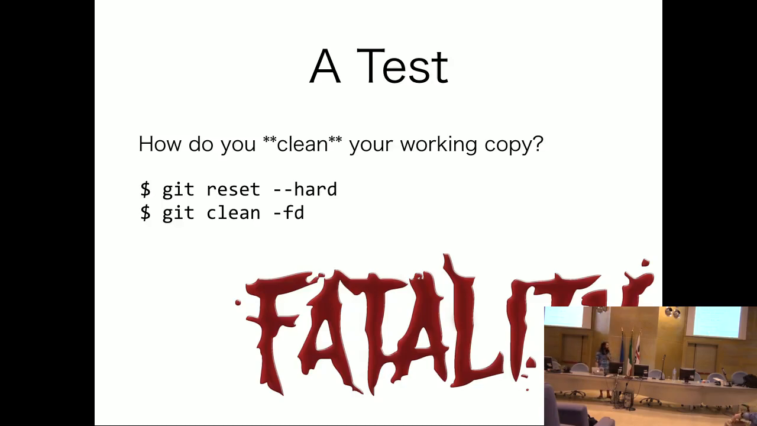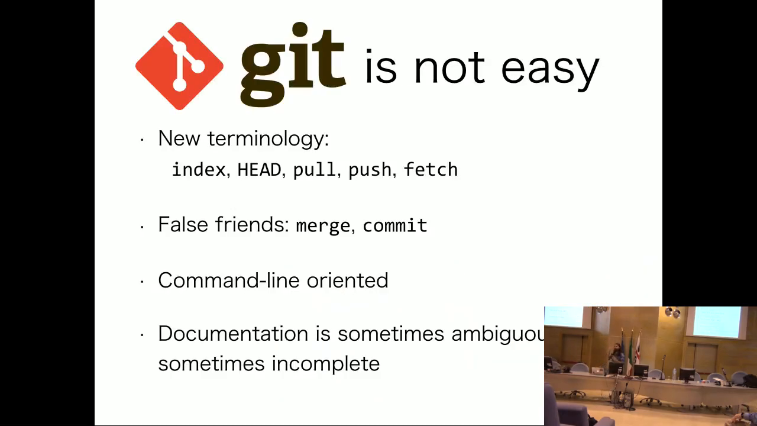So if you put that in a bash script, it will work. The thing is that Git is not easy. Actually, Git is easy, but it's not easy. There is a lot of new terminology for those used to some other version control system. You have the index, head, pull, push, fetch. Things that in other systems don't exist, or maybe have other names. And maybe they have false friends, because commit doesn't mean the same in SVN as in Git.